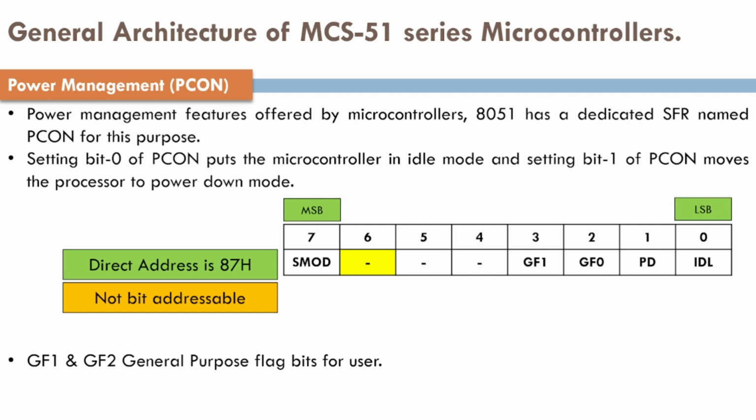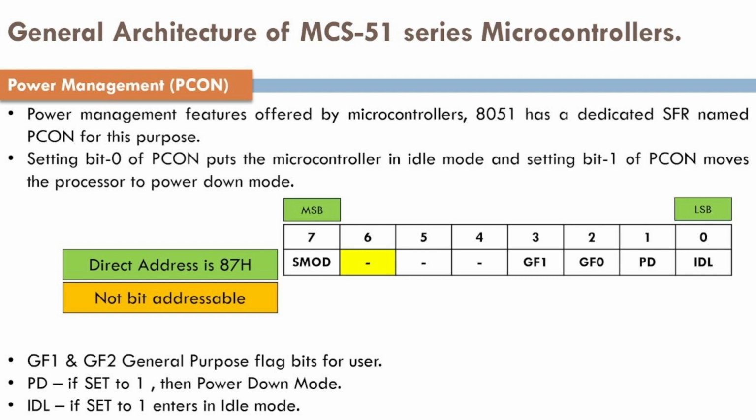The direct address of the PCON SFR is 87H and it is not bit addressable. The GF1 and GF2 bits are general-purpose flags for user-defined functions. The PD bit, when set to 1, activates power down mode. The IDL bit, when set to 1, enters idle mode.